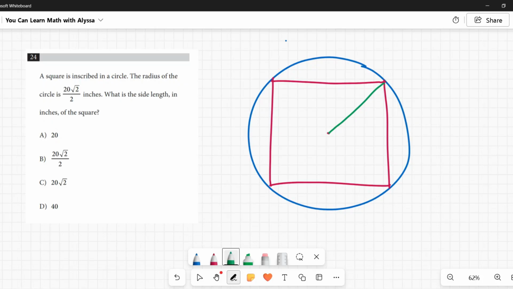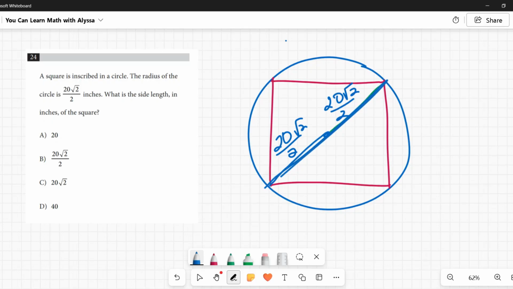So if I draw a second radius, I'm going to draw it the other direction with a different color. I've now made a diameter. Please forgive that it's not perfectly lined up. I'm just freehanding with a stylus on a screen, so it's not perfect. Okay, so each of these radii is 20 square root of 2 over 2. So I have two of these. 20 square root of 2 over 2.